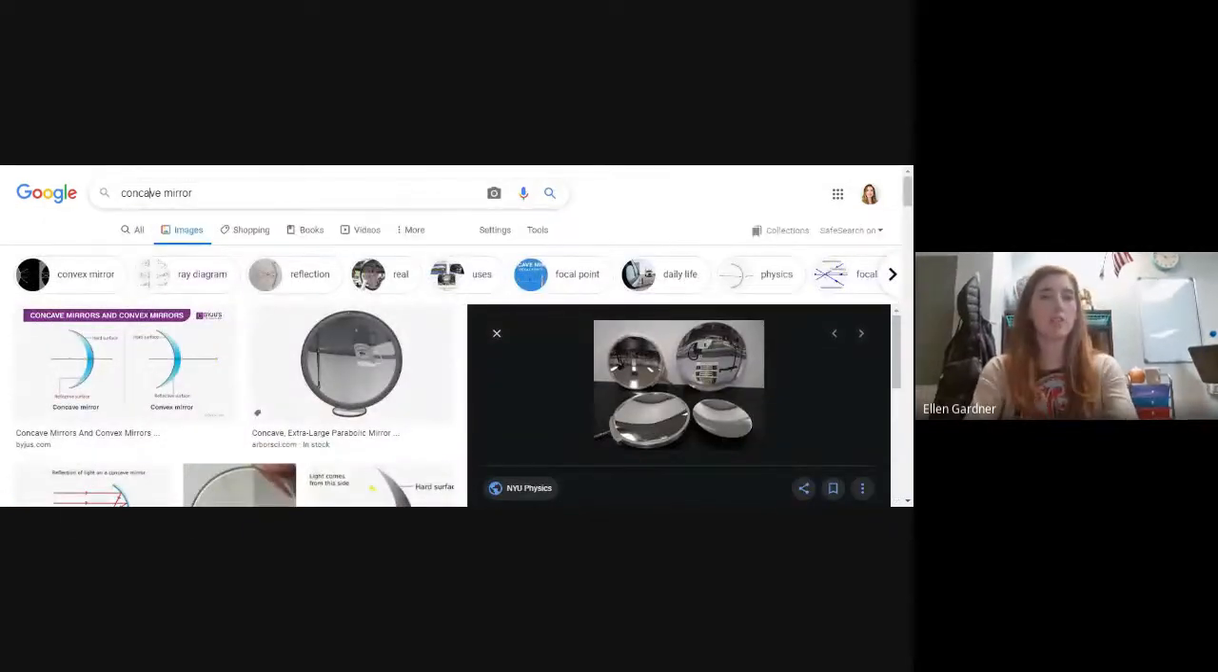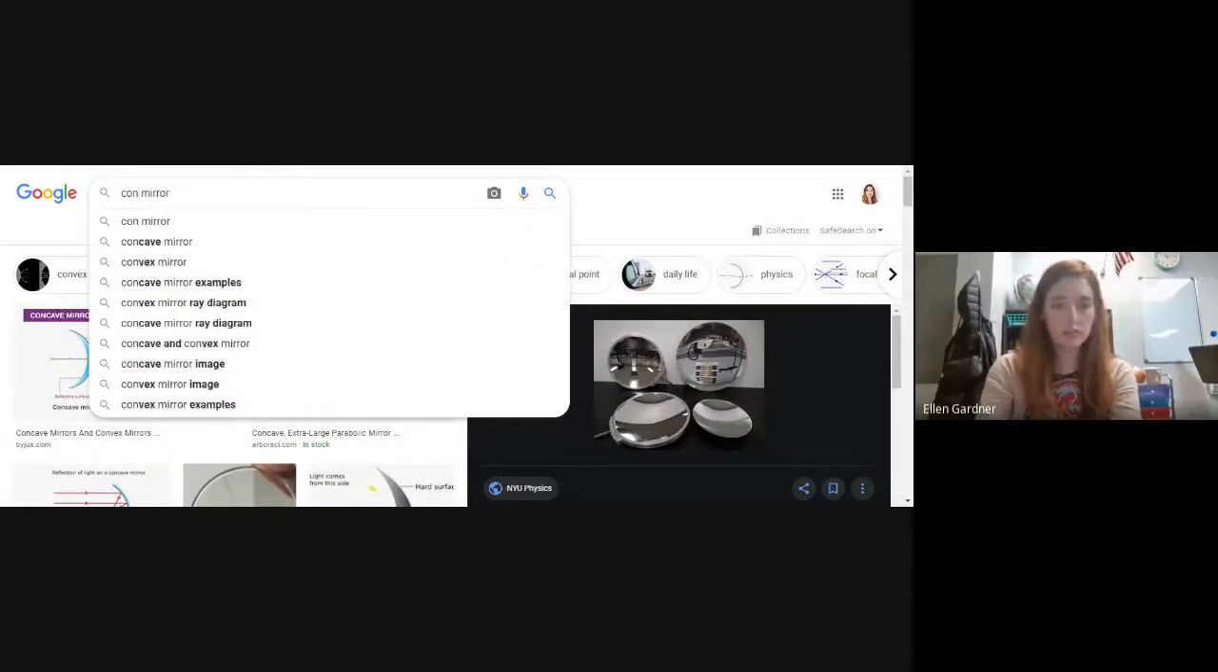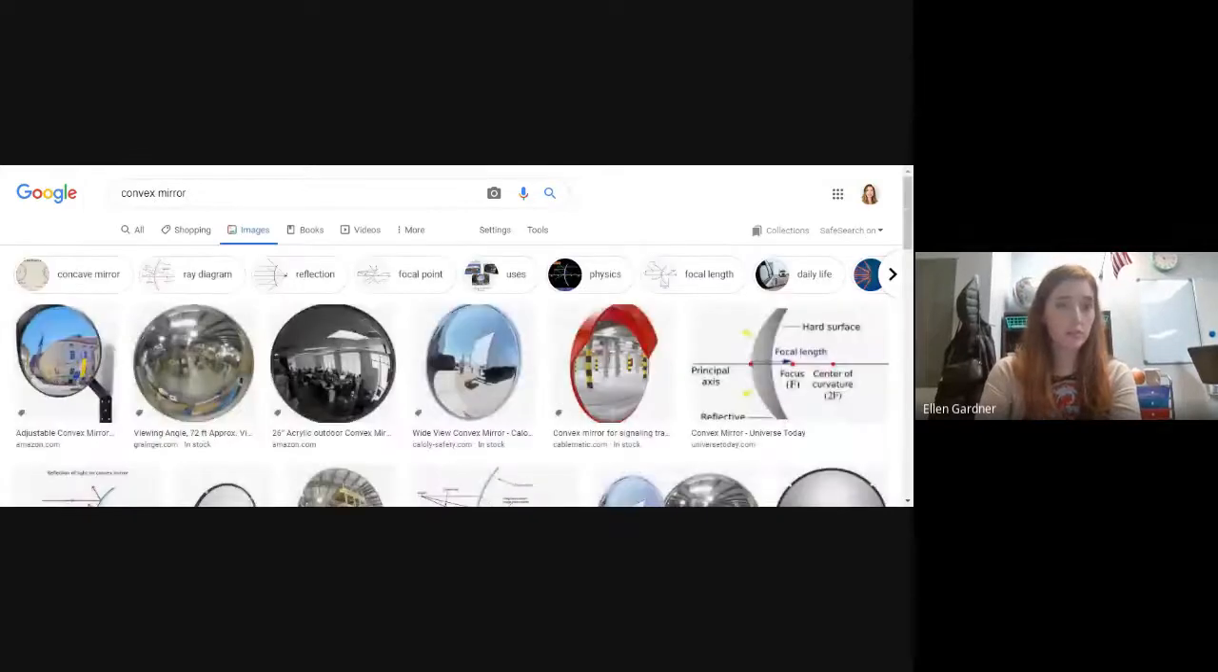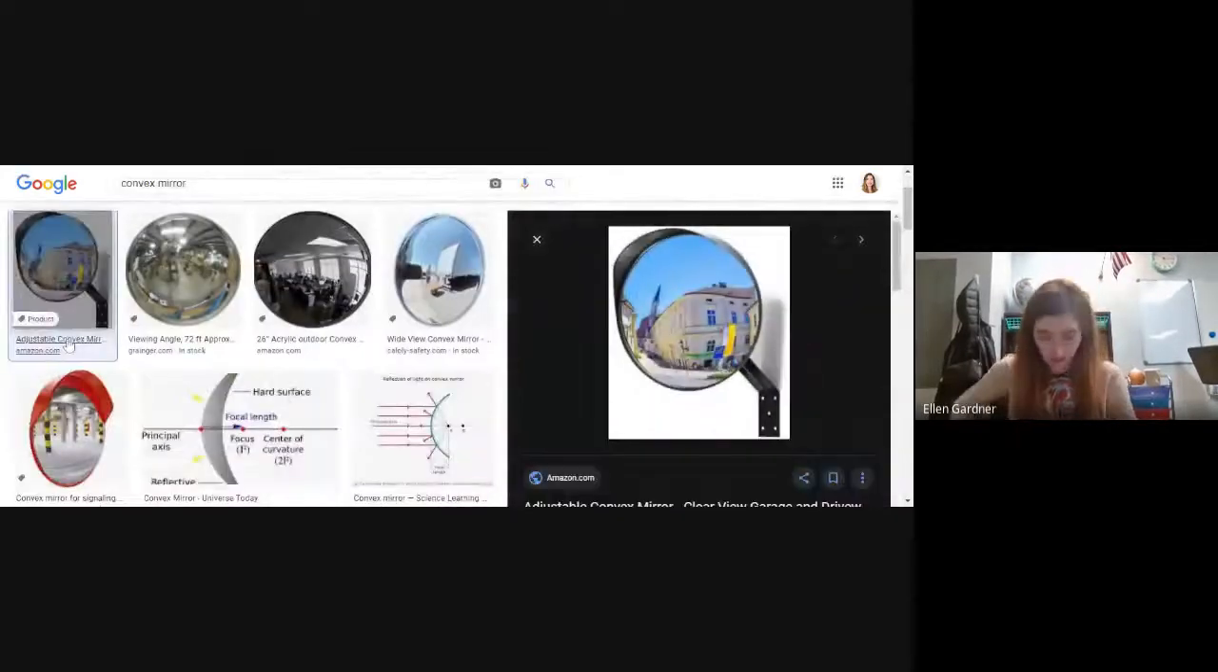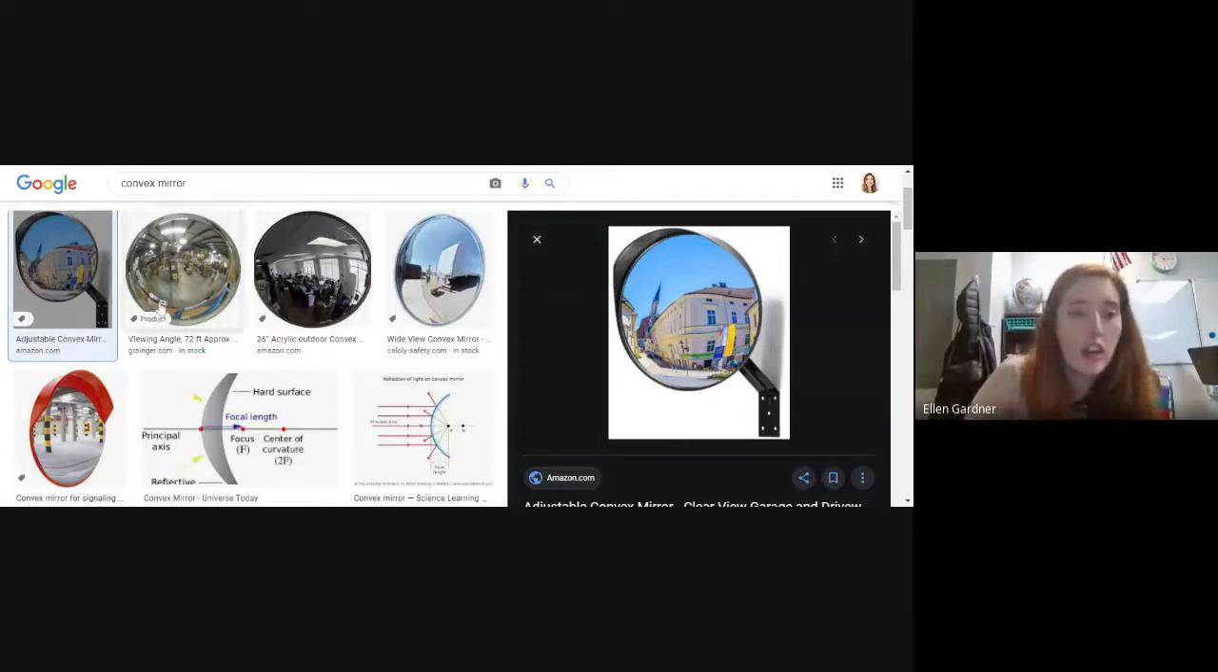Okay, now let's look at convex mirrors. A convex mirror curves out, remember. So with a convex mirror, the closer an object is to this type of mirror, the closer and larger the reflected image appears. So if you're closer, then everything looks bigger. Concave and convex mirrors can be used to enlarge images and make them appear closer.